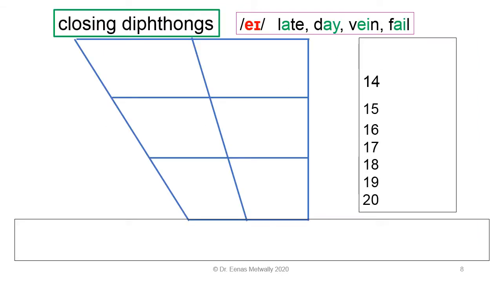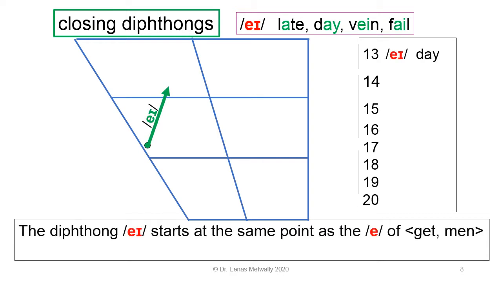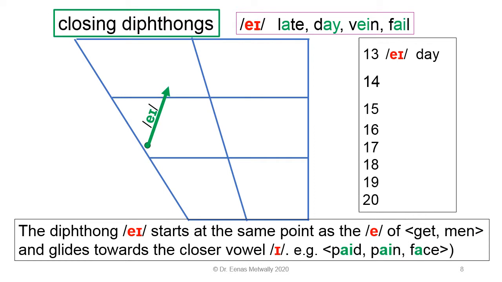The diphthong A starts at the same position as the vowel sound e and glides towards a closer vowel I, which is why it's a closing diphthong.